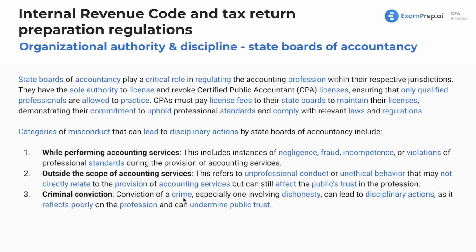Criminal conviction of a crime, especially one involving dishonesty, can lead to disciplinary actions as it reflects poorly on the profession and can undermine public trust. As a reminder, what is the whole business model of being a CPA? It's trust. That's what comes with it. Why would someone hire a CPA over just another person? Well, there comes a lot of trust with having a license. And with that, the AICPA and the state boards of accountancy need to do everything in their power to make sure that trust is maintained, because without trust, no one's going to hire a CPA, no one's going to really care anymore, and then they're out of a job. So that's what's important to know here.